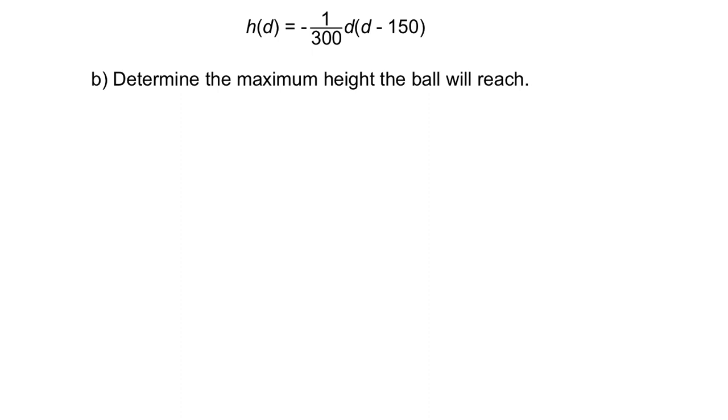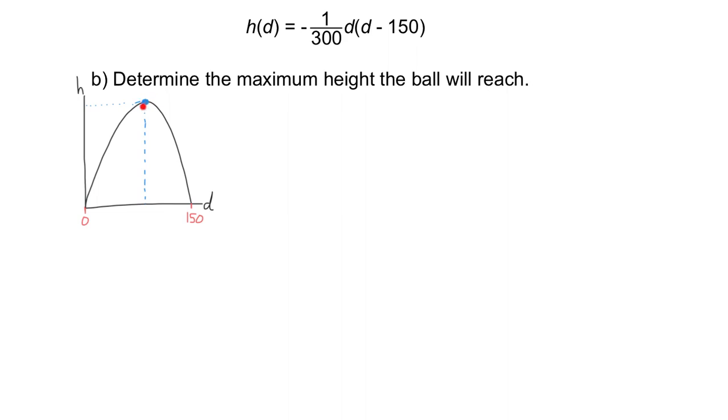Now let's keep going along this thread here of the golf ball. This is the equation that we came up with in the previous example. Let's keep going with that. Now let's determine the maximum height the ball will reach. Again, it's often helpful if we draw a sketch. We know that our roots are 0 and 150. The ball's going to go up and then back down.